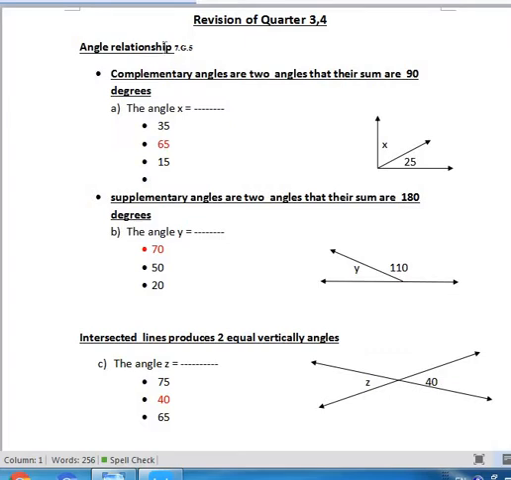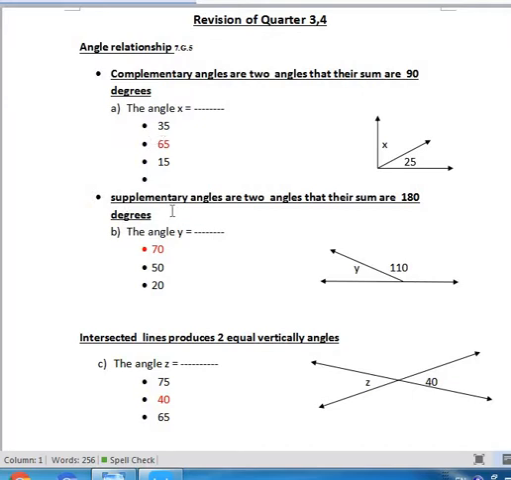Remember the angle relationship? Complementary angles are two angles whose sum is 90 degrees. When I say complementary angles, I know that the sum of the two angles is 90 degrees. So it's given here a right angle. Here their sum is 90 degrees. x plus 25 equals 90 degrees. So x equals 90 minus 25. So the answer is 65 degrees.